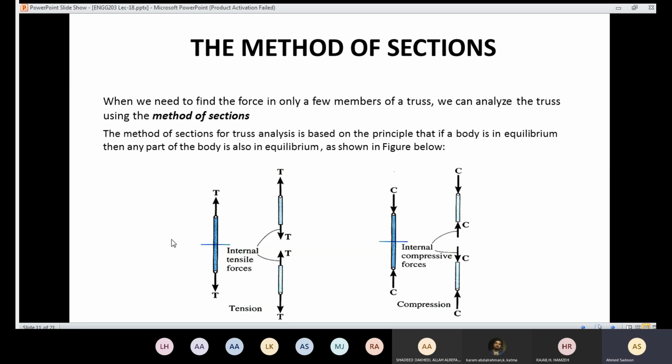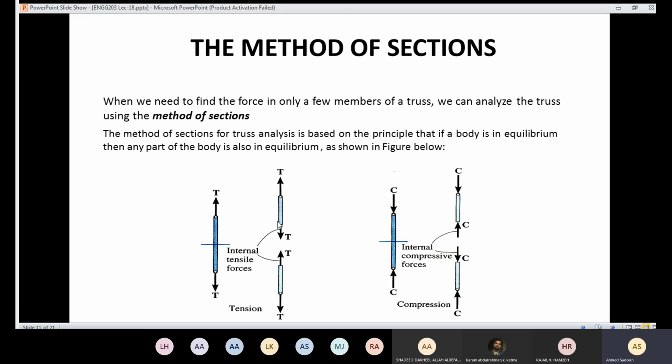So for example, here we have a member subjected to tension. So I have tension forces acting away from the member. The force here is going to pull away from the member, and the force here is going to pull away from the member. Then if I pass a section here, I'm going to separate that member into two members. Then if you want to maintain the equilibrium, you are going to see the internal forces.